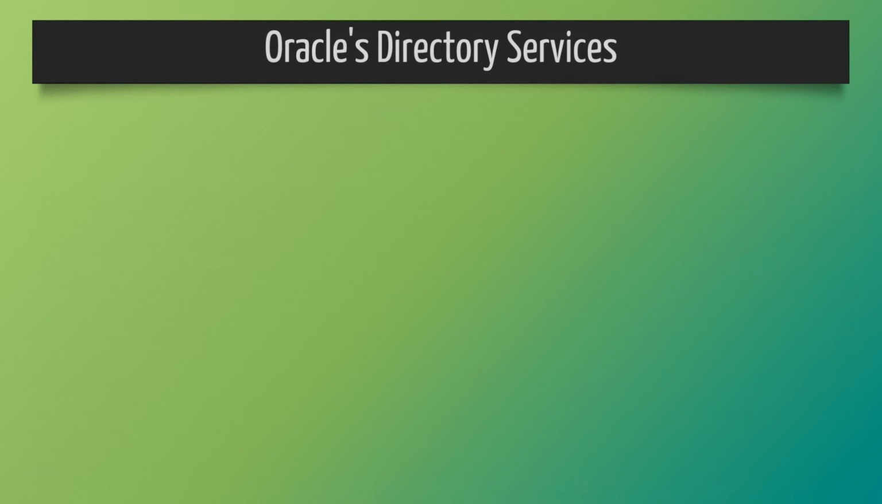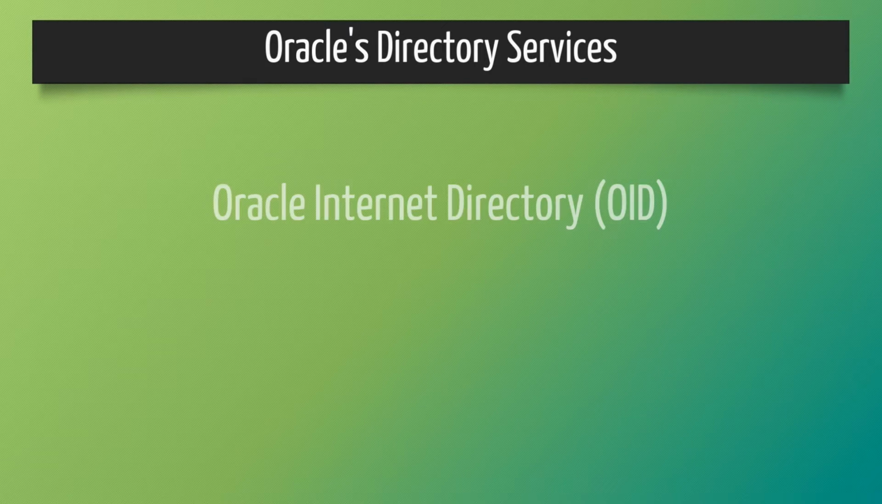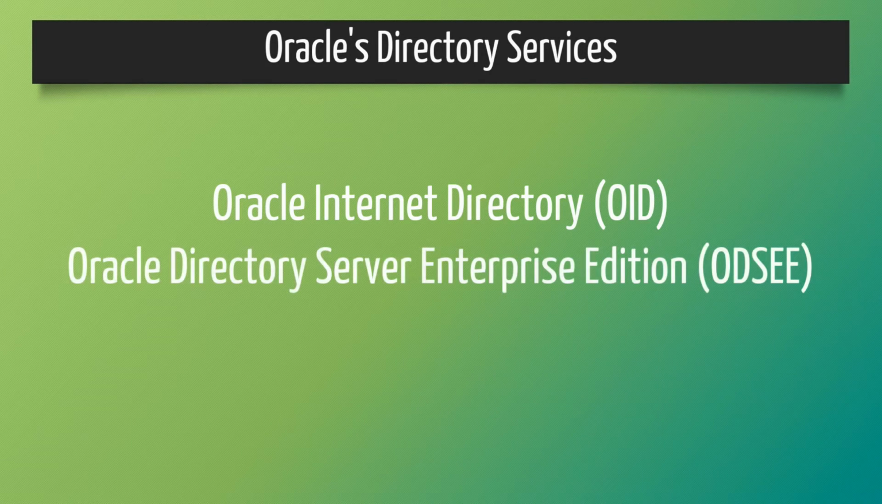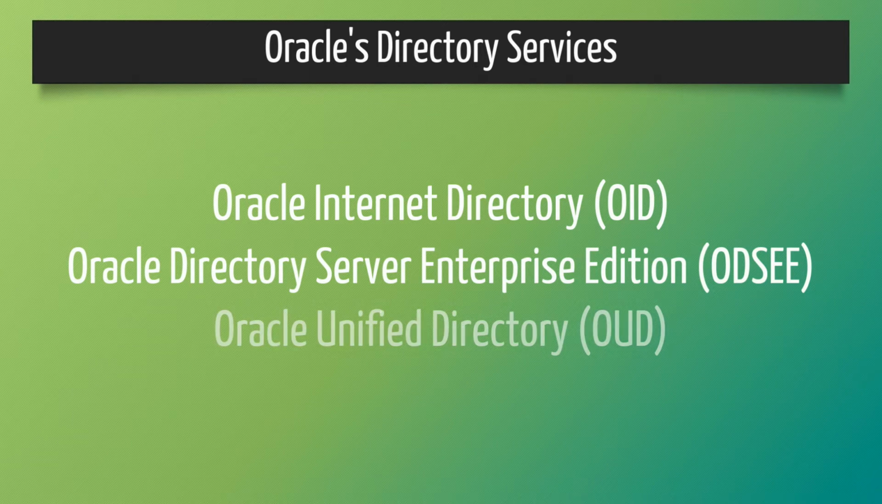Oracle has three directory service products: Oracle Internet Directory, OID, Oracle Directory Server Enterprise Edition, ODSEE, and Oracle Unified Directory, OUD. The main difference between OID and OUD is that OID needs a database to store LDAP data, but OUD comes with an embedded database. Also, OID is completely developed by Oracle, and OUD was formerly developed by Sun and taken over by Oracle. And ODSEE is also a directory server, but OUD is a polished version of ODSEE with many more features.